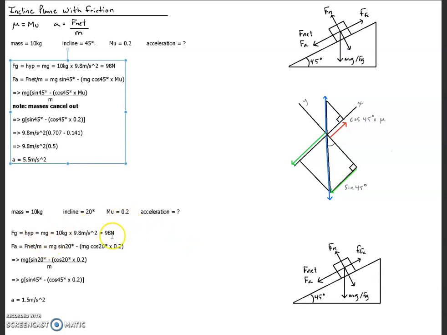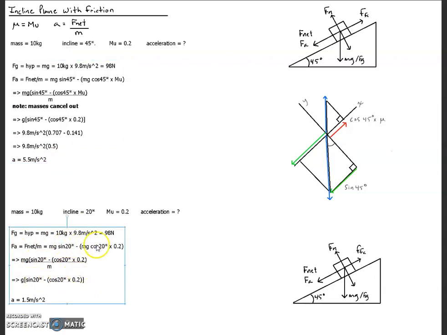So we got 98 newtons, and we just plug that all into the formula. I've reduced this formula here. This is just to show you the process. This is simplified. And we end up with, so we're still at 20 degrees here, sine 20, cos 20 times mu. Plug all the numbers in, and we end up with 1.5 meters per second squared.